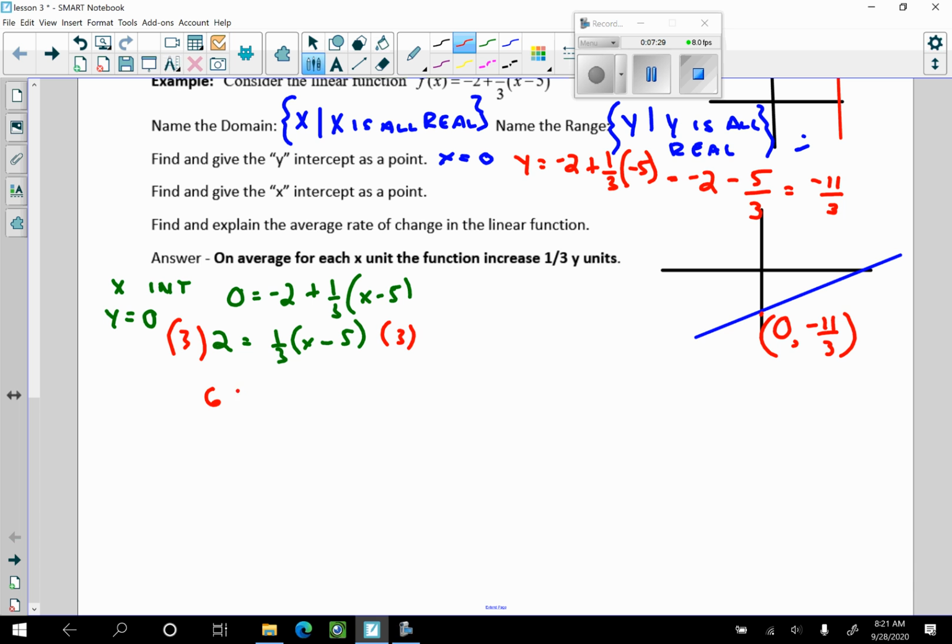So this is 6 is equal to x minus 5. Add 5. 11 is equal to x. So therefore, the x-intercept is going to be, I'm going to plot this point there. It's going to be 11, 0.